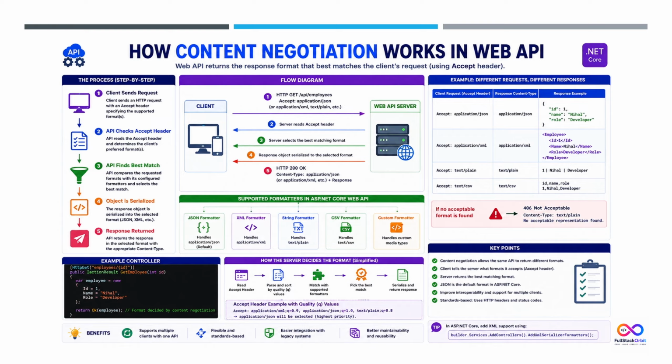Now let's discuss some interview tips. Most common interview question is what is the default response format in ASP.NET Core Web API? The answer is JSON is the default response format. Another common interview question is which request header is used for content negotiation? The answer is the accept header is used to specify the response format expected by the client.